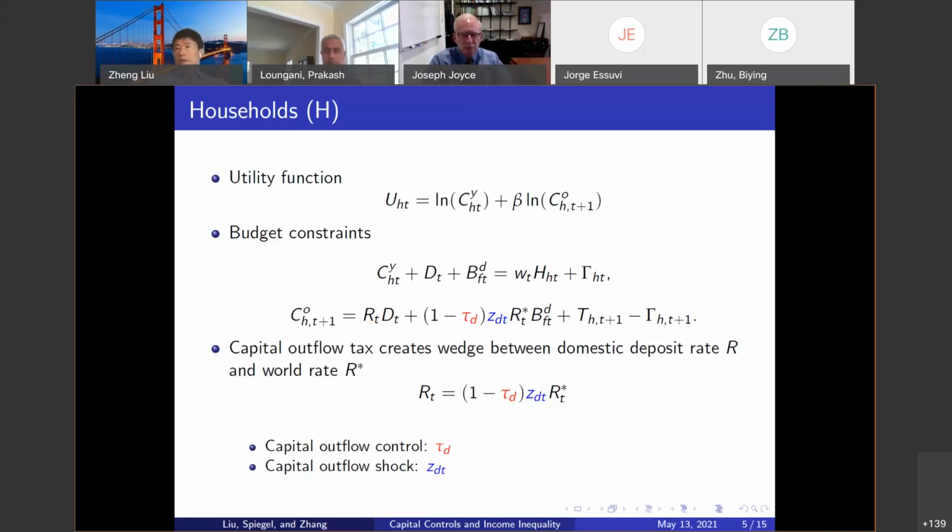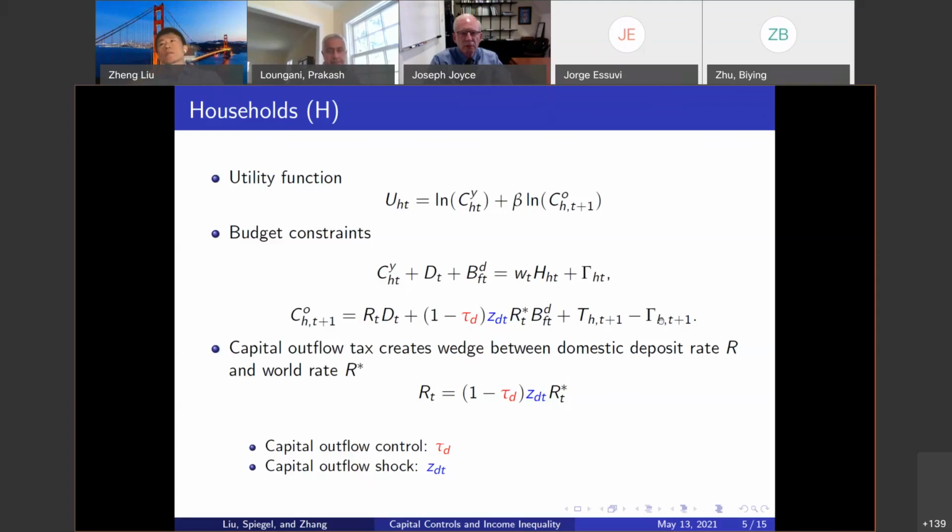ZD is just a shock to the outflows. A higher ZD represents a higher return on saving in foreign banks, so it encourages capital outflows. And unlike tau D, which distorts the steady state, ZD does not. On average it is one, but it goes up and down. T is a lump sum transfer from the government. Gamma is the bequest to the next generation.